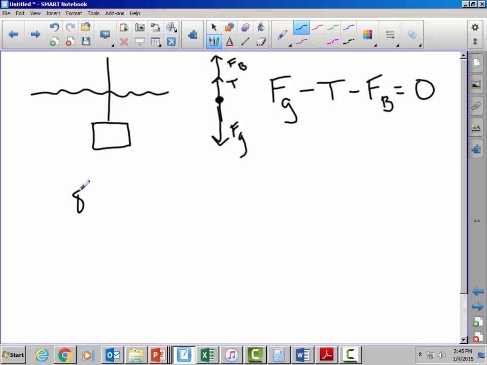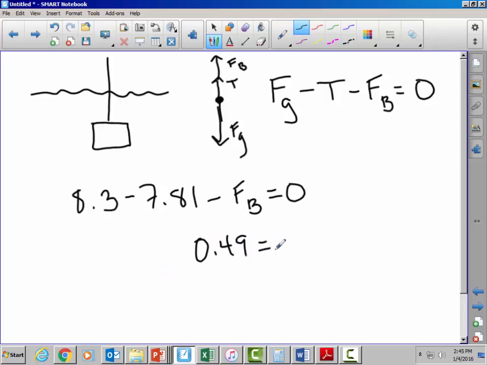Well, luckily enough for us, we know the weight. They told us at the very beginning the weight was 8.3. And we even know the tension force to be 7.81. So all we have to do now is calculate our buoyant force. Well, let's take a look at that. Our buoyant force, when we do that, should be 0.49. So great, we have a buoyant force.